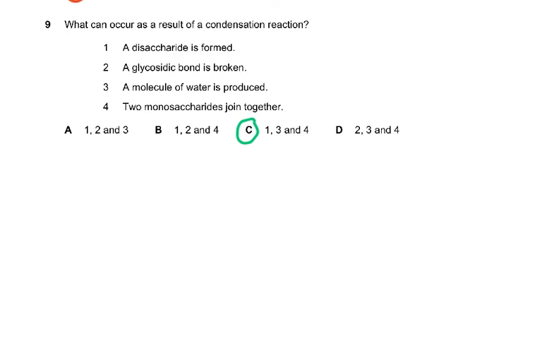Then coming to question number 9. What can occur as a result of a condensation reaction? Condensation reaction, a disaccharide is formed, a glycosidic bond is broken, a molecule of water is produced, 2 monosaccharides joined together. Yeah, so it's 1, 3, and 4. Condensation means water exits. You see, hydrolysis breaks bonds, but condensation forms bonds. So this was wrong. This was the only thing that was wrong. And the answer was 1, 3, and 4.